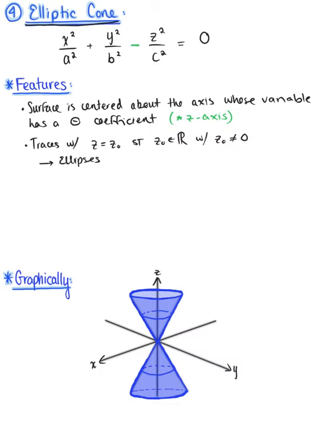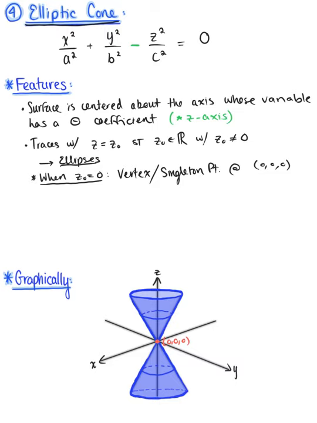Now we also want to note here that when z naught is equal to 0, we're going to have a singleton point at the origin. So a vertex or a singleton point at the origin, 0, 0, 0. And we can see that in our graph below. We have that singleton point there right at the origin.